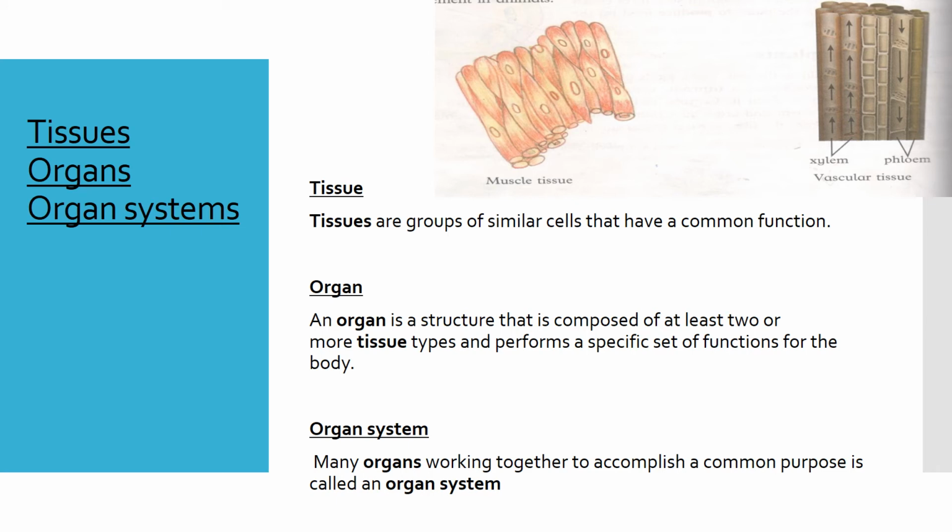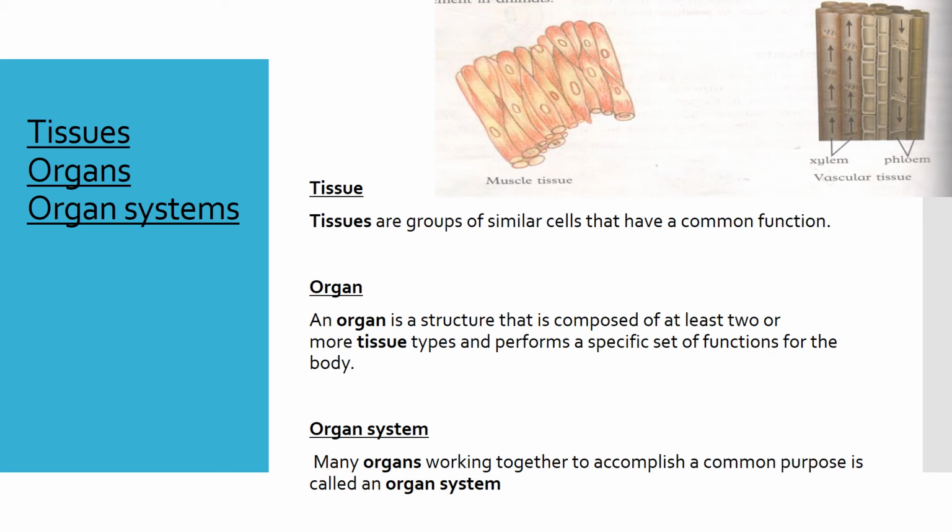Next, we will discuss tissues, organs and organ systems. Tissues are groups of similar cells that have a common function. It means when the same cells join and perform a common function, it is called a tissue. You can see muscle tissues and vascular tissues. Vascular tissues involve the xylem and phloem.